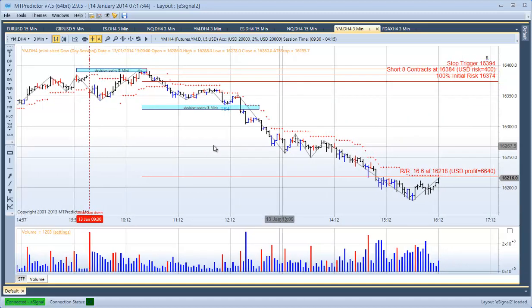So this has been a good example of what the more experienced MTPredictor customers can expect to find when they actually do trade setups like this. And as you can see, what a great trade off the high of the day there down into that low. So this is what's possible with the tool set that's in the MTPredictor software program.